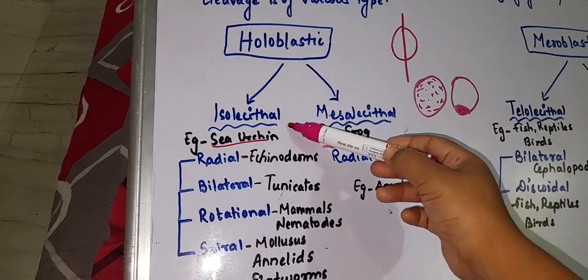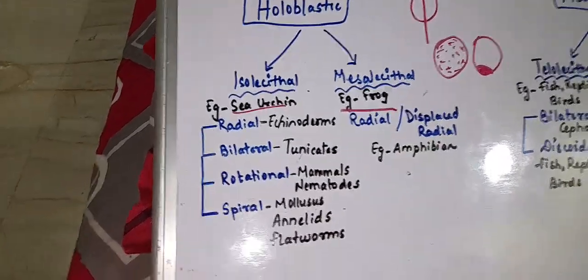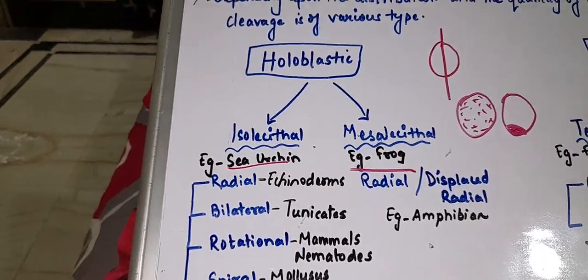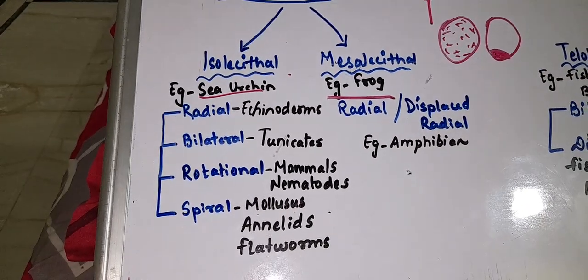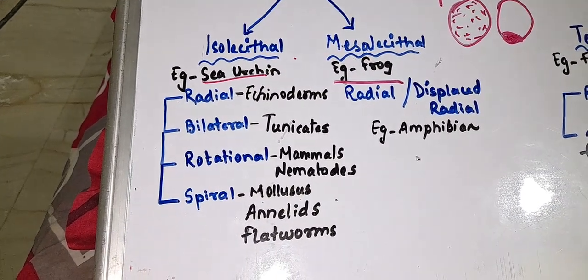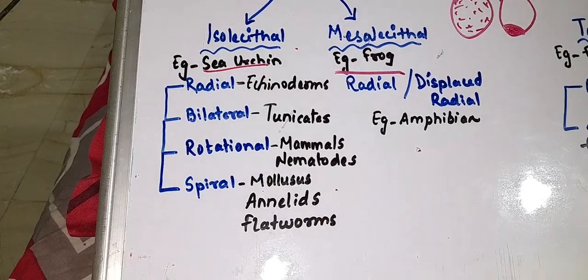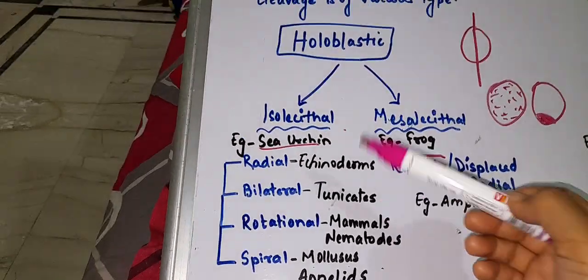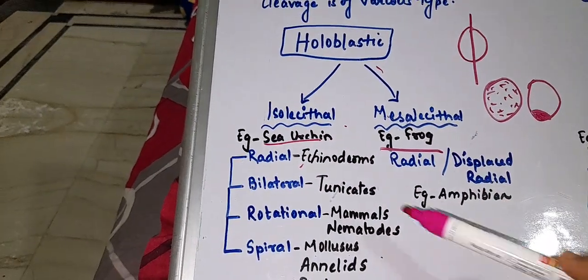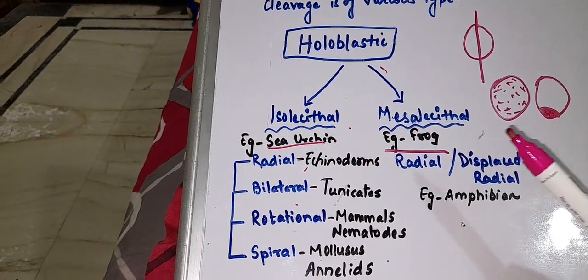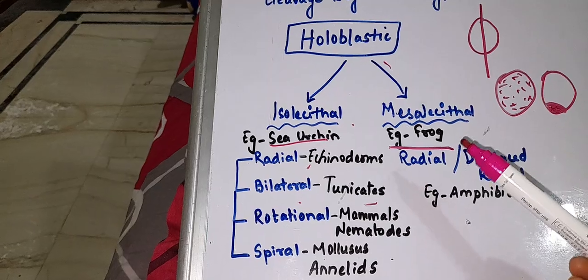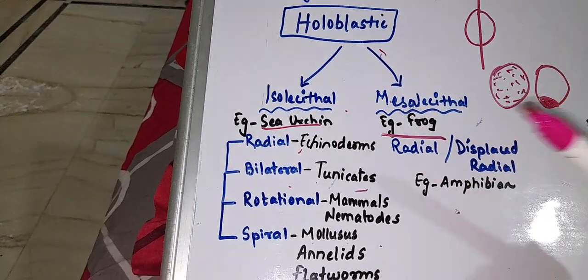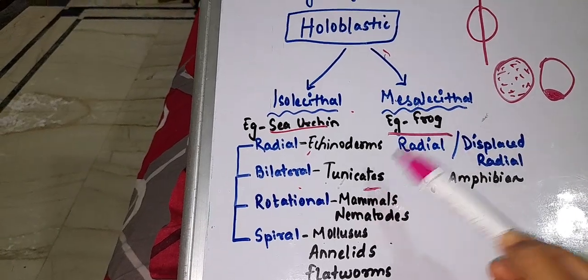Then isolecithal is again of four types, depending upon their position, how they get separated, how they get cleaved. It is of four types: radial, bilateral, rotational, spiral. If the cleavage is radial type of cleavage, then it is radial holoblastic cleavage. If it is bilateral type of cleavage, as in case of tunicates, then it is bilateral holoblastic cleavage, that is seen in tunicates.